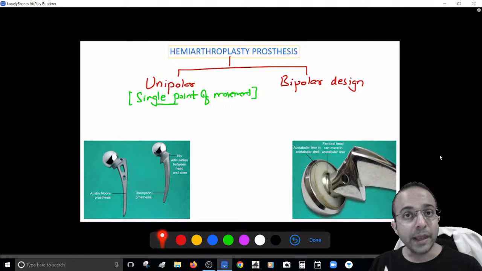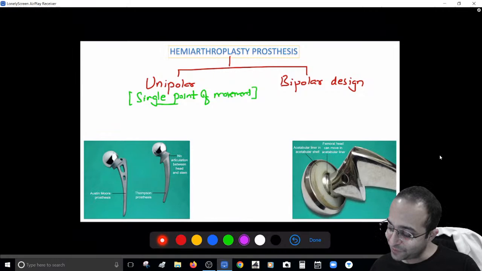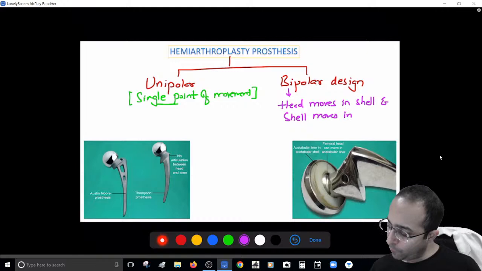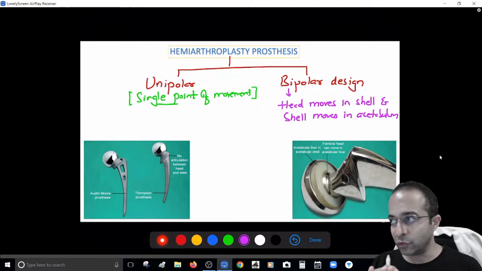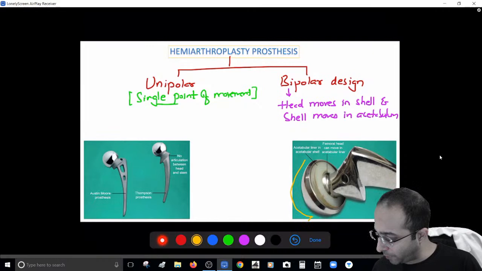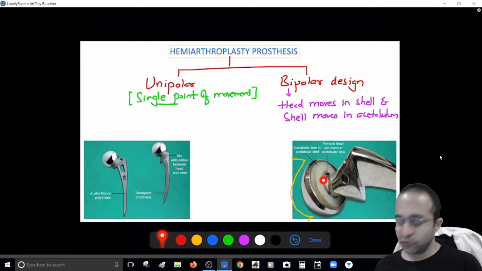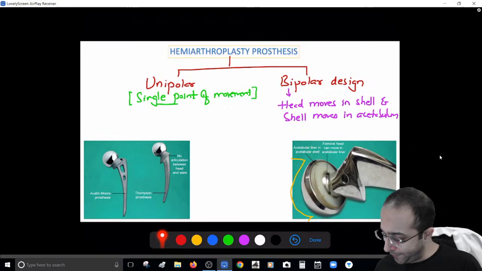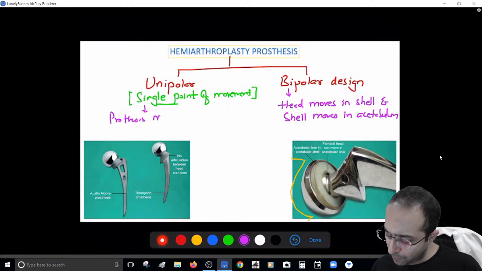But if you look at the bipolar design, it's absolutely different. What you have over here is a head that moves in a shell, and there will be a shell that moves in the acetabulum. I'll just show you. There's a head here, this metal head, and then there is a shell. So this head moves in the shell, and then the shell moves in the acetabulum. So there are two planes of points of movement, but here it is the complete prosthesis moving in the acetabulum. So I hope you're clear with the difference between the two designs.